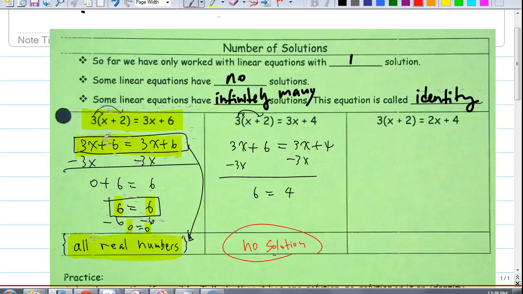Elena, can you tell me how to do the third example? What should I do? Again, distribute 3. And I get what? 3x plus 6. Good. Equals to?